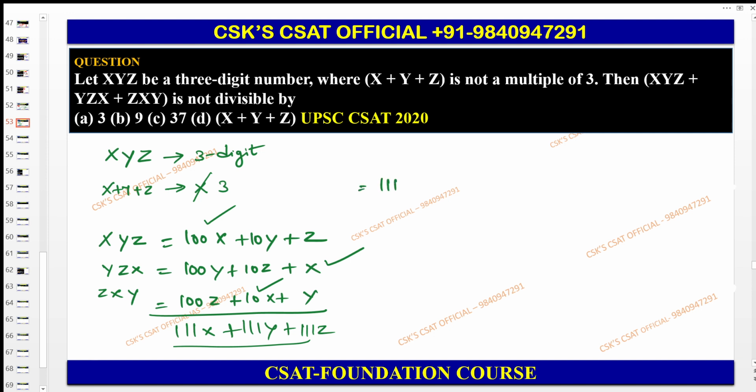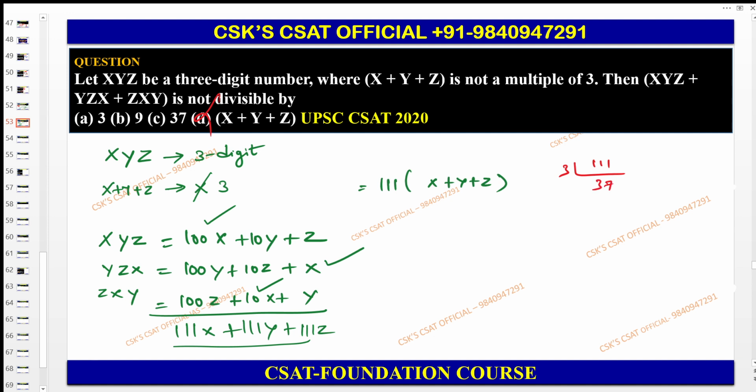We can take 111 as common. Therefore 111 times X plus Y plus Z. Listen. Surely this addition is divisible by X plus Y plus Z. Eliminate that one. Now check the factors of 111, and also note that X plus Y plus Z is not a multiple of 3. Now understand one more thing here. Just find the factors of 111. Which is divisible by 2? No. 3? Yes, let us check here.